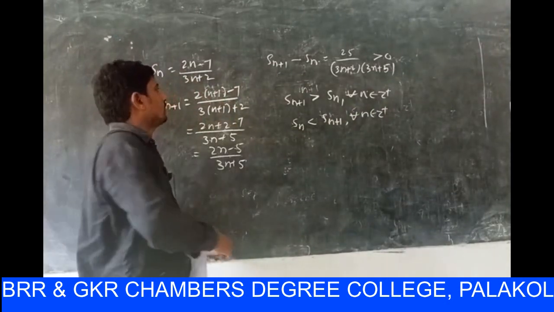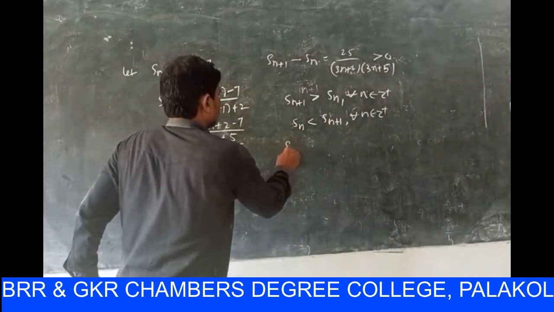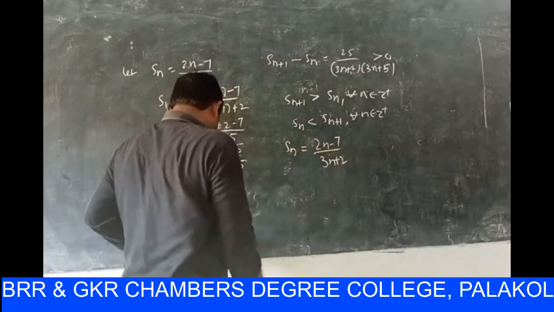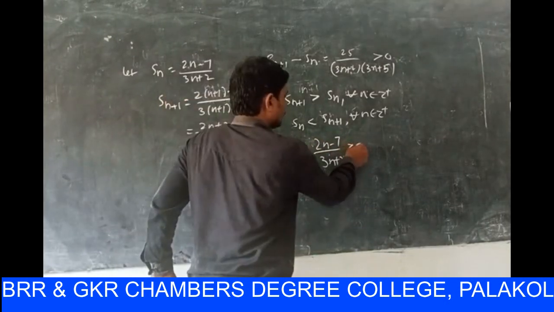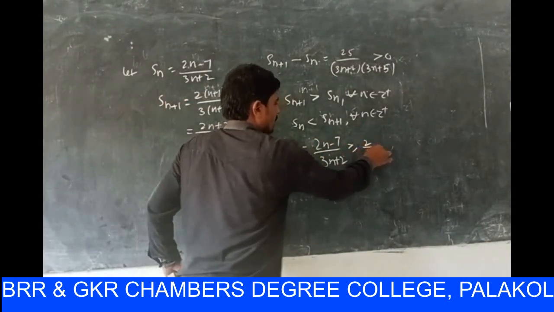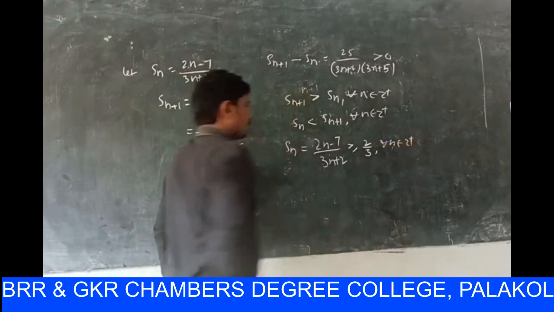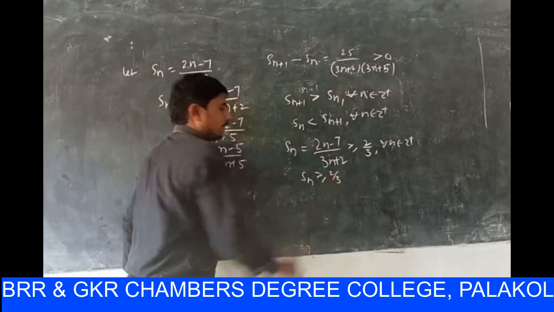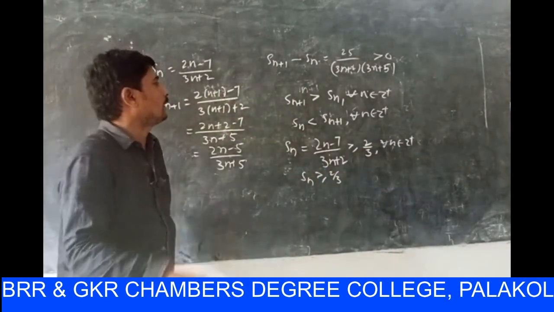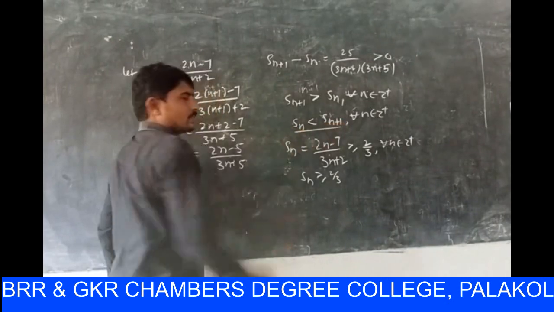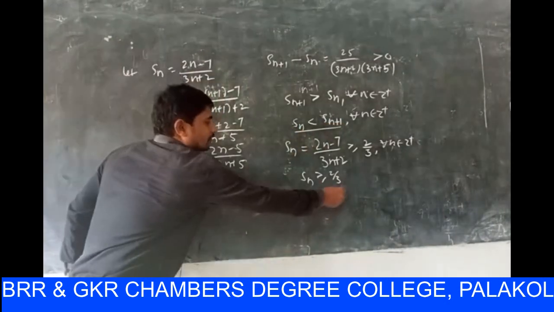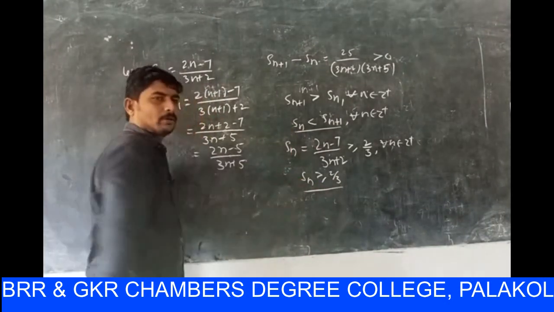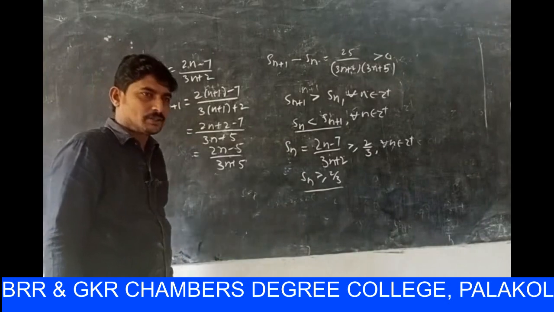Whenever it is an increasing sequence, and also Sn is equal to 2n minus 7 by 3n plus 2, that is bounded by the value 2 by 3 for all n belongs to Z plus. So clearly, from this relation the sequence Sn is increasing, and from this relation the sequence Sn is bounded above. Any sequence that is increasing and bounded above, then we say that the sequence Sn is convergent.